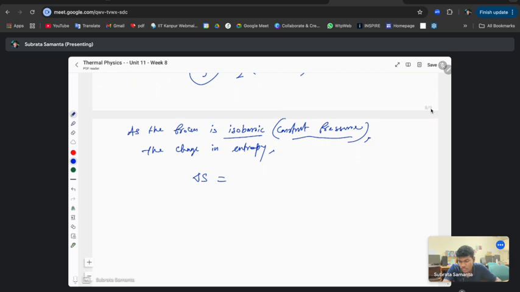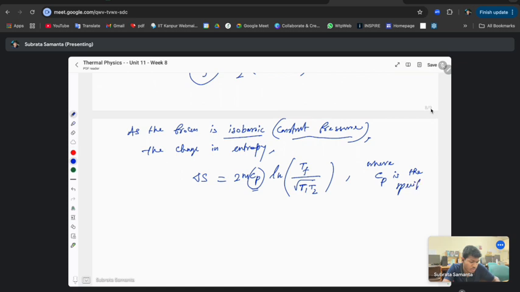delta S, which equals 2m Cp times ln Tf over square root of T1 times T2. Okay, so this is basically a change in entropy, where the Cp is the specific heat at constant pressure because the process is isobaric. Okay, so where Cp is the specific heat at constant pressure.